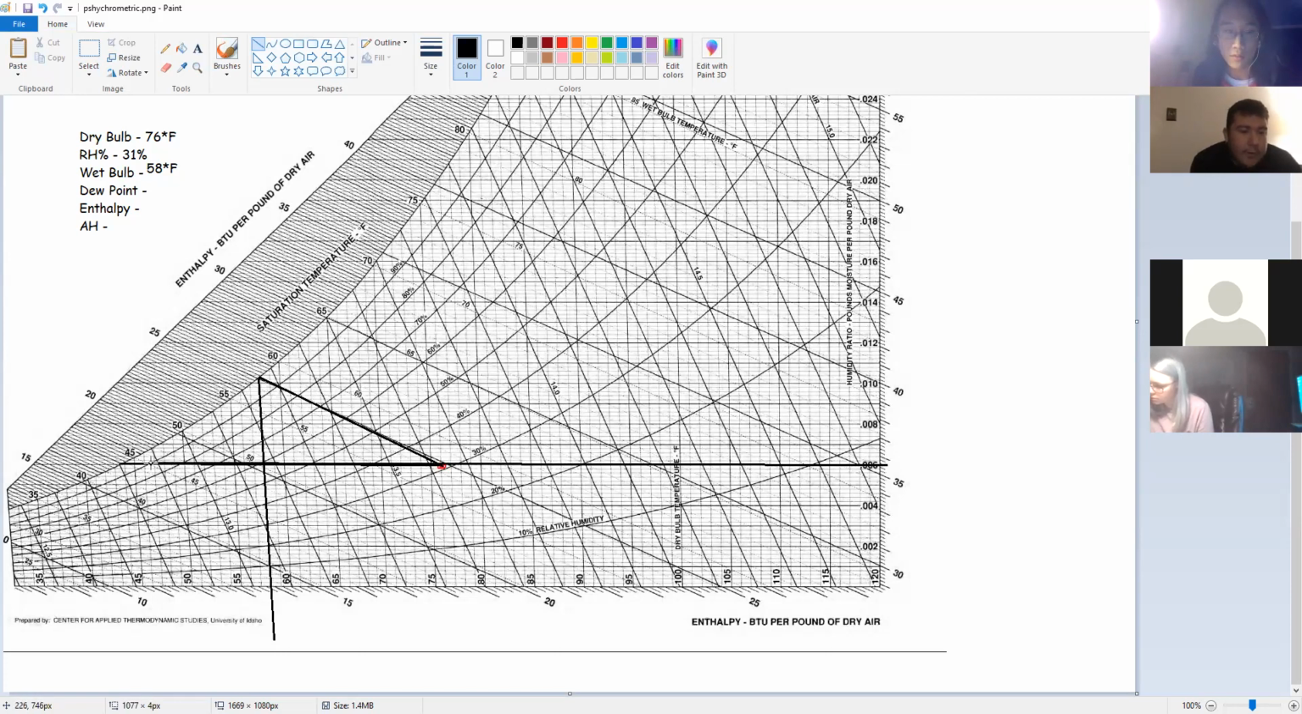Oh, so you just run it all the way to the left, and then you go straight down to find your temperature? All the way to the left. So remember, we're only lowering the temperature to reach 100% saturation. We're not changing this absolute humidity at all. Speaking of absolute humidity, we can just go over. You can see 0.006 pounds of moisture per pound of dry air. I'm just going to put 0.006 pounds.